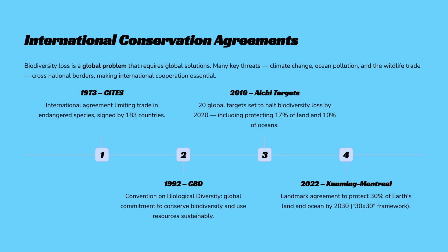Global problems require global cooperation. International agreements such as CITES, the Convention on Biological Diversity, the Aichi Targets, and the Kunming-Montreal Framework represent decades of effort to protect our planet's biodiversity on a global scale.